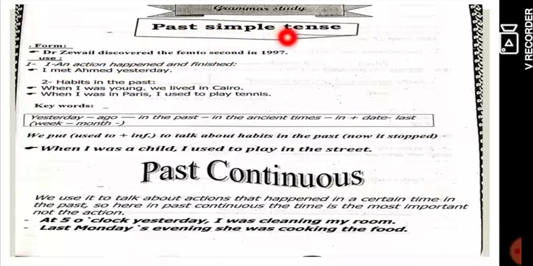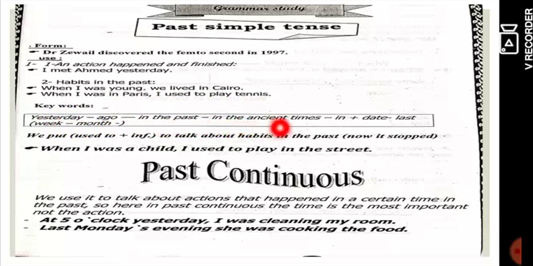Okay, when we have an action that happened and finished, we use past simple tense. As in this example, I met Ahmed yesterday. This action happened and finished. Also, we have another usage, which is habits in the past. For example, when I was young, we lived in Cairo. This is a habit in the past. Also, when I was in Paris, I used to play tennis.